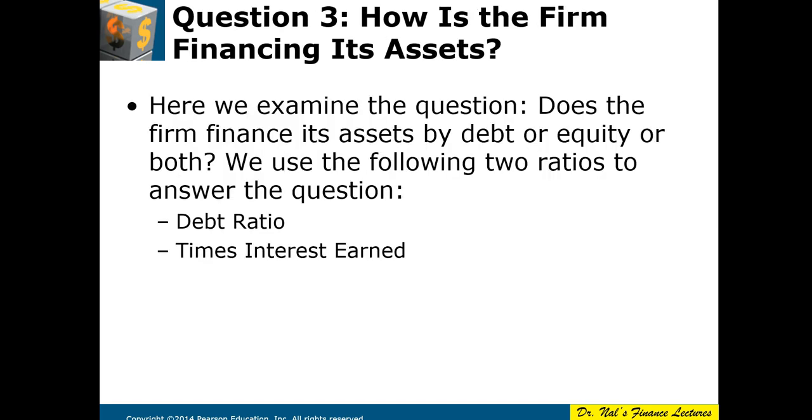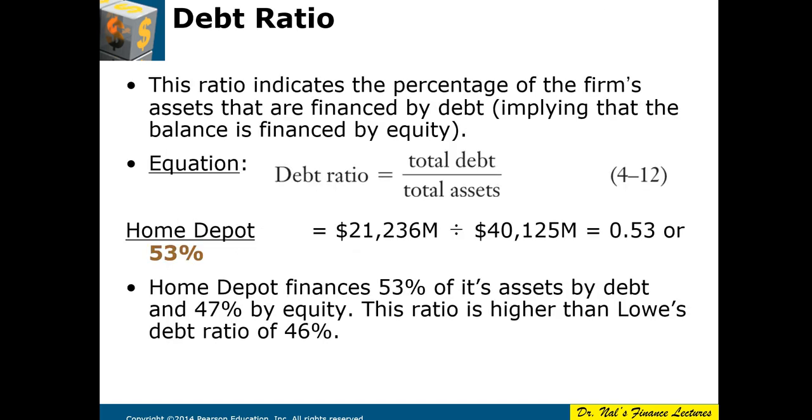So the third question we would like to address is, how is the firm financing its assets? And for that, we would like to look at two ratios: the debt ratio, which is ultimately the most important one that we also mentioned in the previous chapter, and the times interest earned. The debt ratio for Home Depot is just total liabilities divided by total assets. The denominator, we already got earlier. The total assets is just current assets plus long-term assets, which you can easily look at from the balance sheet, and that number comes out as 53%. Now compare this for Lowe's, which is only 46%.